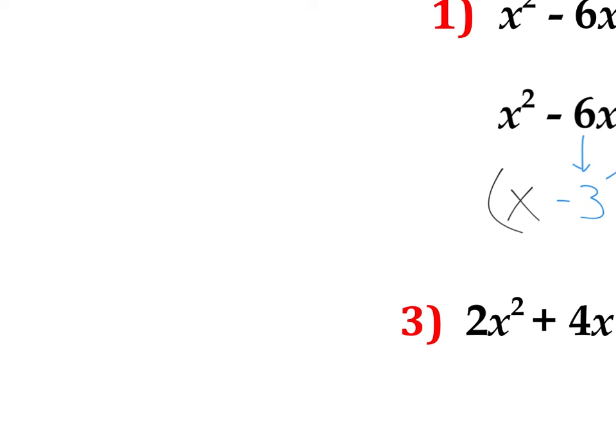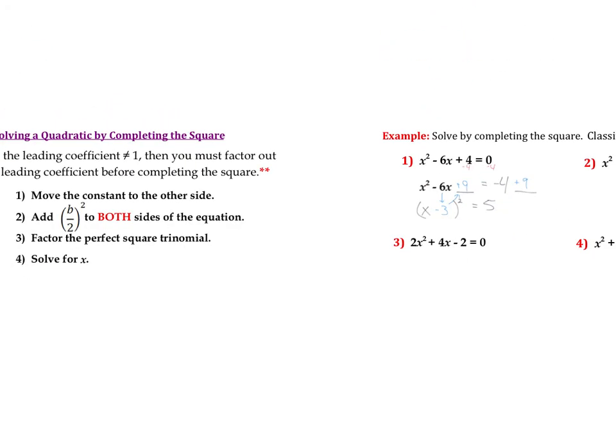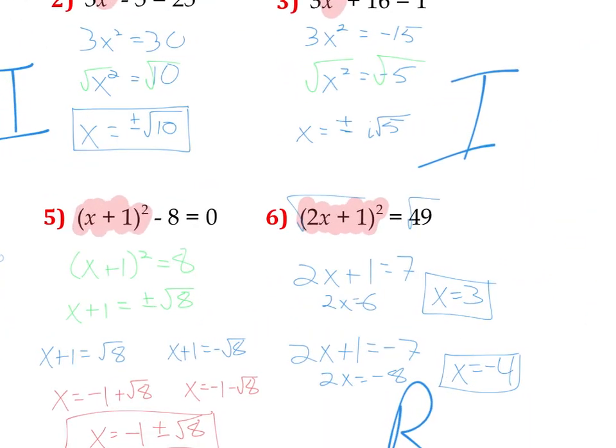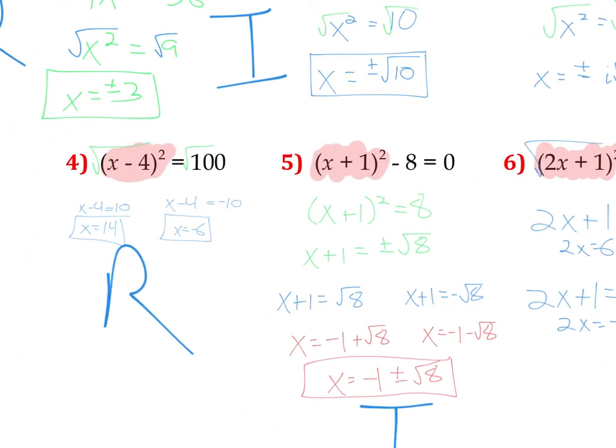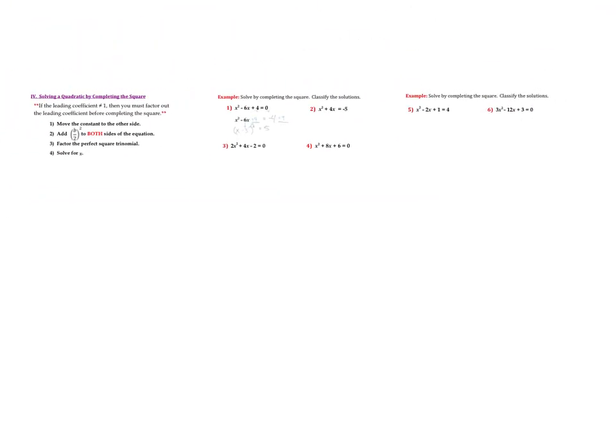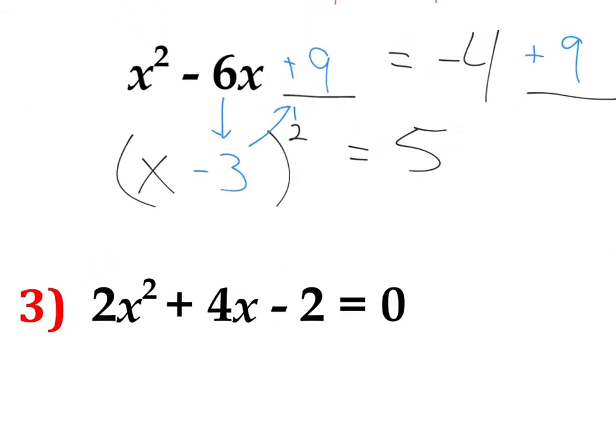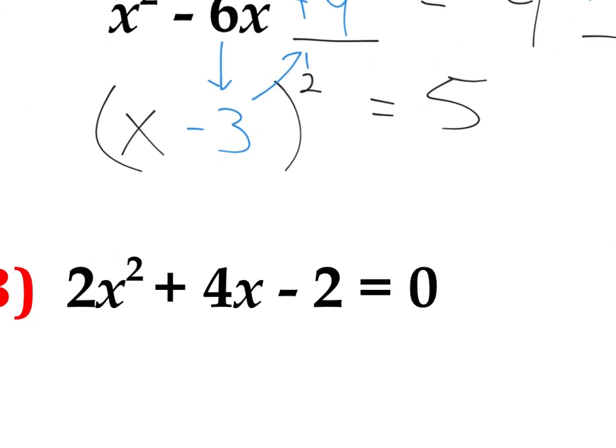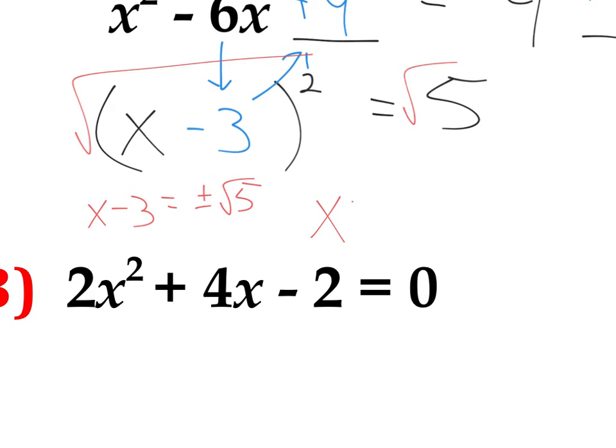Well, this should look just like one of these styles of equations, right? We've already solved these. It's going to be no different. So x minus 3 quantity squared equals 5. I'll square root each side to get rid of that squared. So x minus 3 equals plus or minus radical 5. Move the 3 to the other side. x equals 3 plus or minus square root of 5. Shazam, we're done. Done and done.